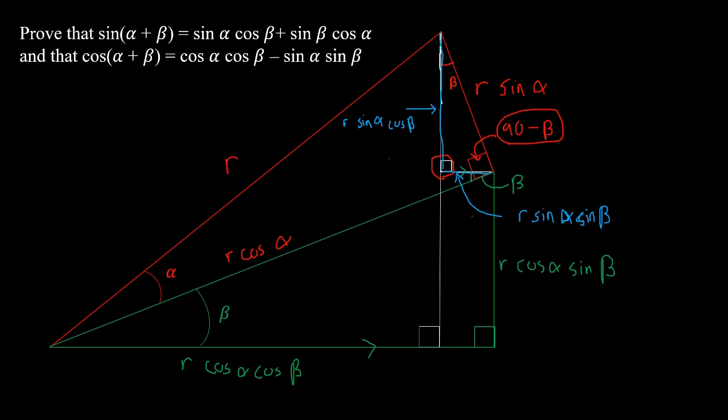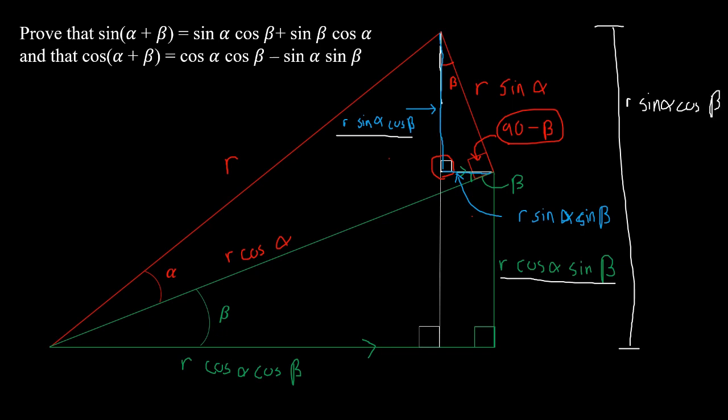Now if you look at this entire leg, you'll notice that it is composed of this line segment plus this line segment, which means the entire length of this leg is going to be equal to r sine alpha cosine beta plus r cosine alpha sine beta. Running out of space there. Actually, I'll rewrite it.